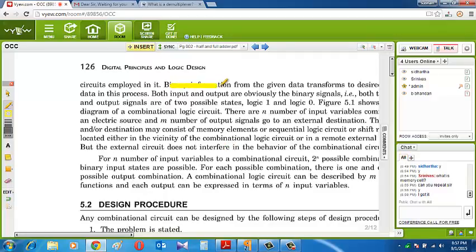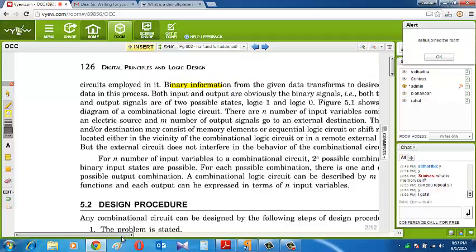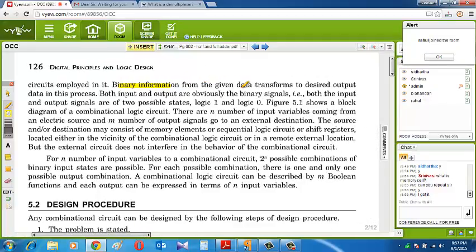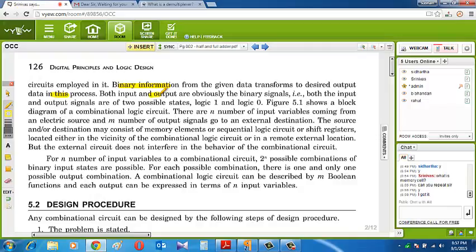Now the binary information of given data is transformed to desired output data in this process. Both input and output are obviously binary signals. It is mandatory. Every time we do any digital circuit, we have to keep in mind that all inputs are binary and we get the output also in binary. So the input and output signals have two possible states: one is logic 1 and another is logic 0, because binary depends on two digits, 1 and 0.